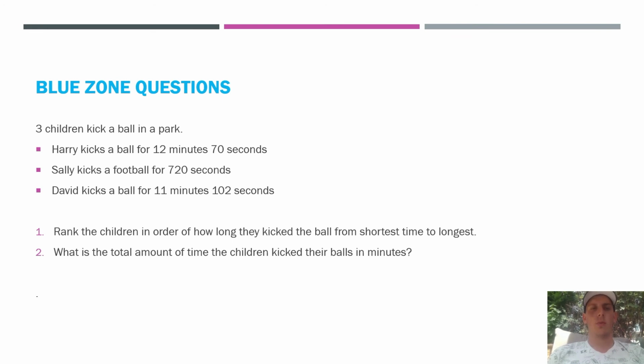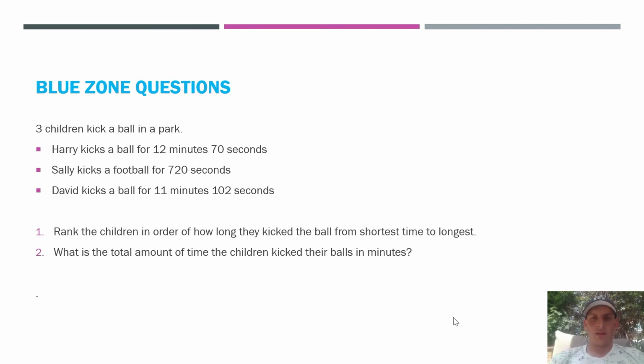Blue zone, this is your problem. 3 children kick a ball in a park. Harry kicks a ball for 12 minutes, 70 seconds. Sally kicks a ball for 720 seconds. And David kicks a ball for 11 minutes and 102 seconds. And these are your questions. Number 1, rank the children in order of how long they kicked the ball from shortest time to longest. And the next one is, what is the total amount of time the children kicked their balls in minutes? Okay, so please pause the video, complete that task, and then press play when you are ready to continue.